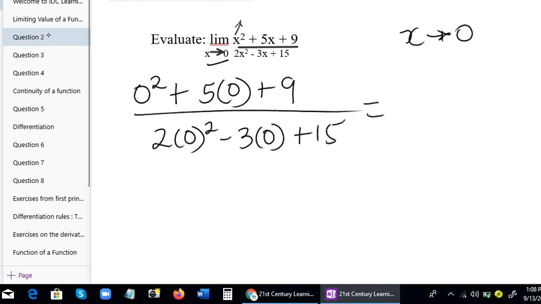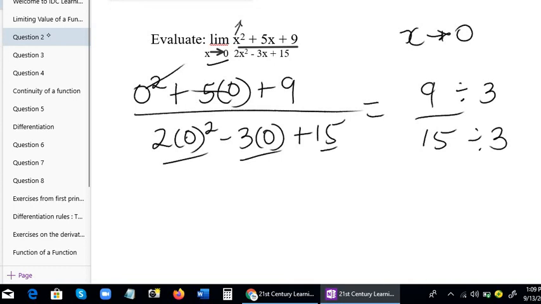5 times 0 is 0, so I'll be left with 9 in the numerator. For the denominator, 2 times 0 is 0, minus 3 times 0 is 0. In math, whatever you multiply by 0, you get back 0. So I'll be left with this 15 for the denominator. At this point, I'm going to reduce what I have to the lowest terms. To do that, I'm going to divide both sides by 3. 9 divided by 3 is 3, 15 divided by 3 is 5. So 3 over 5 will be my answer.